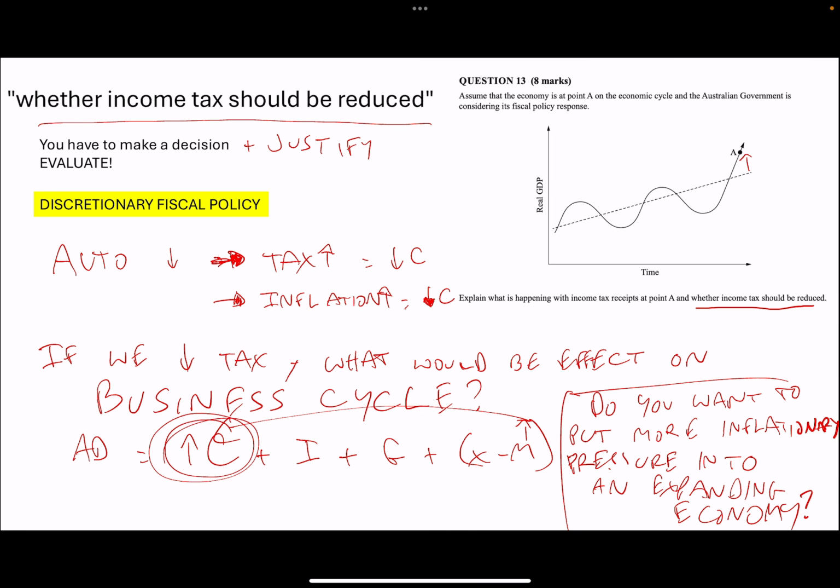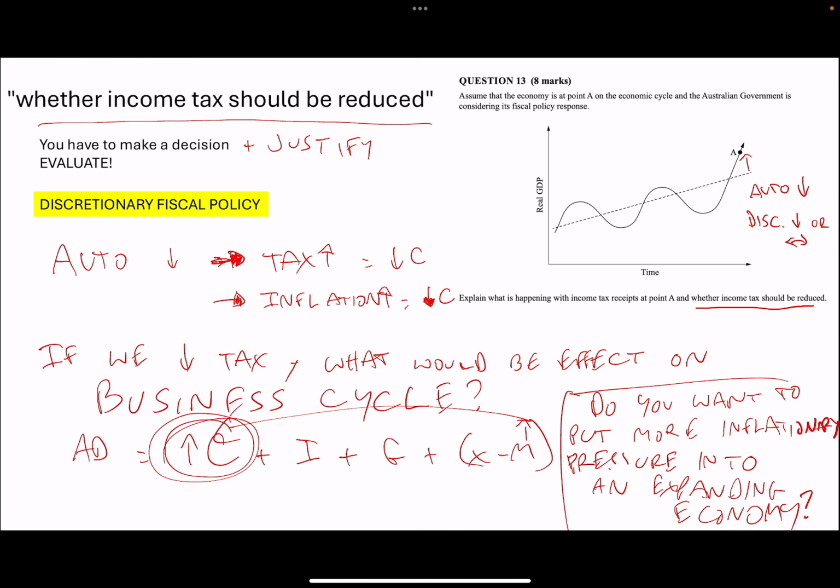So whether we should reduce income tax, and I hope that by now you come to the answer, no, we shouldn't be reducing income tax. The reduction in income tax would actually be expansionary, whereas the automatic stabilisers are contractionary. We'd want our discretionary and automatic stabiliser policy to line up pretty well. Okay, so we want to have auto is contractionary, and we'd want to have discretionary also being contractionary or unchanged.